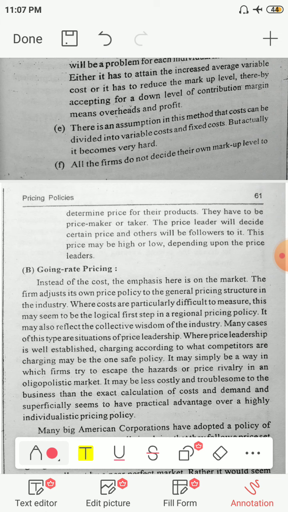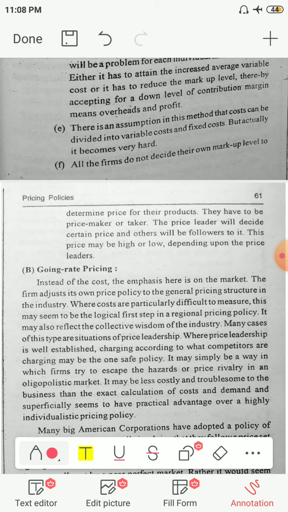there is an assumption in this method that cost can be divided into variable cost and fixed cost, but actually it becomes very hard. See, in cost plus pricing, we are calculating cost and segregating it in accounting as variable cost and fixed cost. That we also saw while discussing the BEP. I have given you a detailed discussion on variable cost, fixed cost and semi-variable cost. After discussion, we came to the conclusion that in reality most costs are semi-variable costs, which are very difficult to calculate. So when the calculation of cost itself is difficult, how can we say that cost plus pricing is easy? The difficulty in calculating cost will be passed on to cost plus pricing.